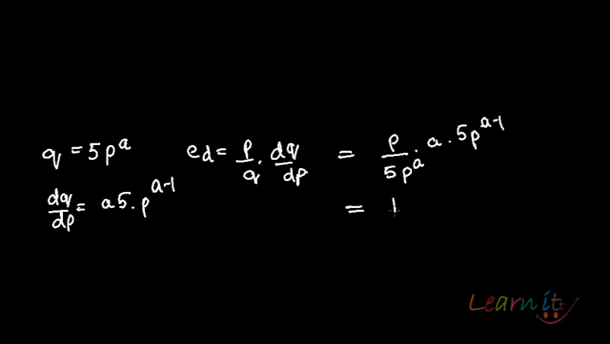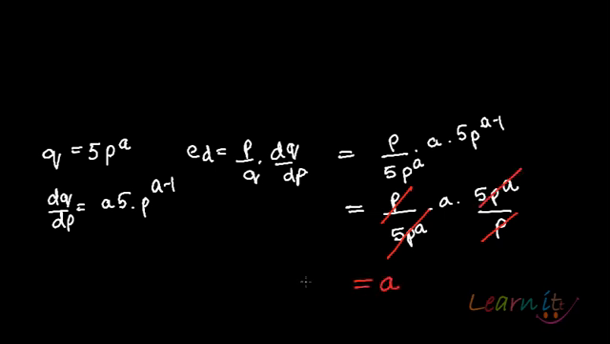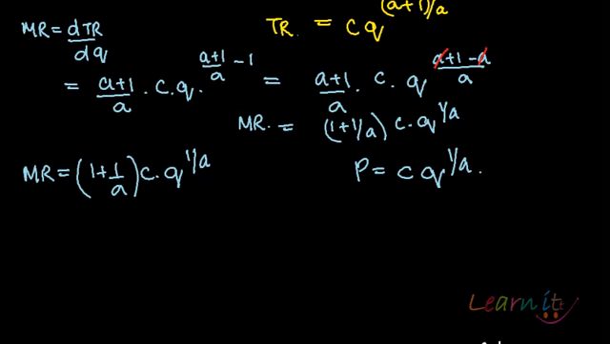Simplifying this, you will be getting p upon 5p to the power a into 5a p to the power a upon p. I can write this as upon p because p to the power a minus 1 is p to the power a upon p. Now this p will get cancelled out. 5p to the power a, 5p to the power a will get cancelled out. What you will have is just a. So this is your elasticity. This is a constant elasticity function.